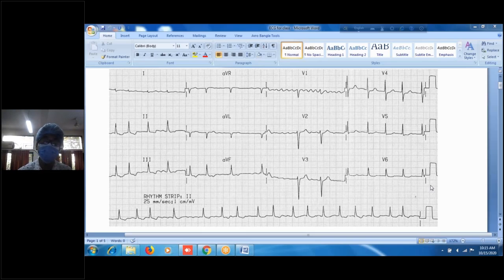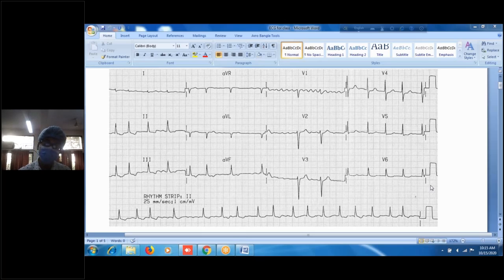Then we ask what next you will do. The patient has a scenario like that, the ECG is like that, and what next do you want to do? Very relevant questions. So we search for the history, we search for clinical proof, and we look whether there is any complication in that particular patient.